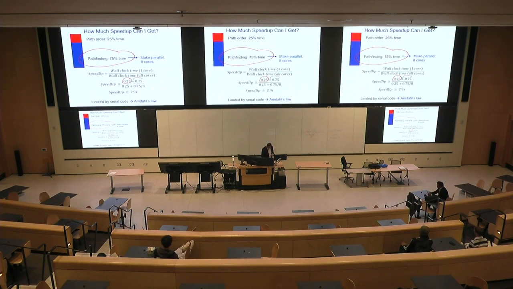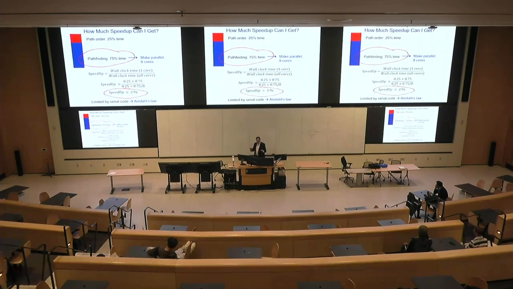But this 0.75 is my pathfinding time. Okay, so my serial runtime is just 1, right? 0.25 plus 0.75. My parallel runtime is the 0.25, because I'm not changing that. My intersection ordering code is not changing. But the parallel pathfinding, I'm assuming this 75% of my time will drop by a factor of 8. If I plug all these numbers in, I get a speed up of around 2.9x.